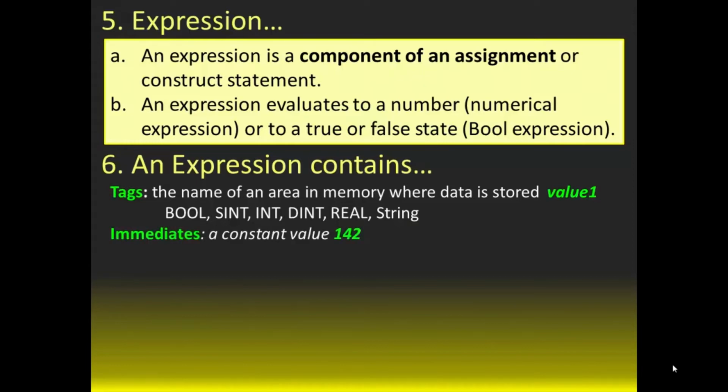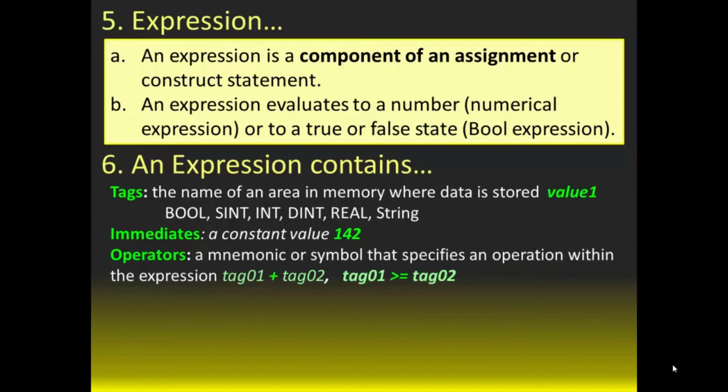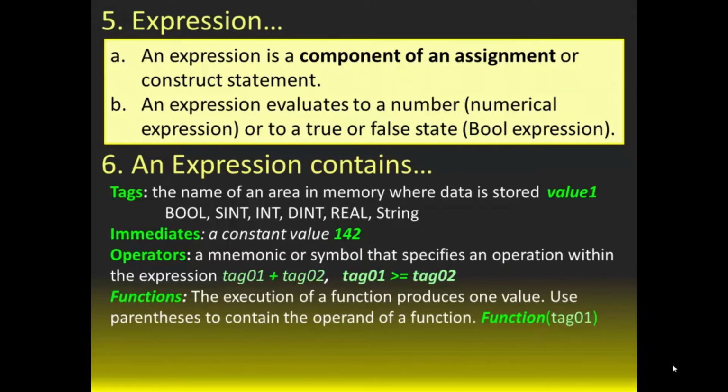An expression, besides tags, contains immediates, which would be a constant value. Operators, a mnemonic or symbol that specifies an operation within the expression, like plus, minus, greater than, less than, equal to, etc. Functions, the execution of a function produces one value. Use parentheses to contain the operand of a function. In this case, for arithmetic functions, you could have absolute value, ABS, arc cosine, arcsine, arctangent, cosine, radians to degrees, natural log, log base 10, degrees to radians, sine, square root, tangent, and truncate. Those are the arithmetic functions.